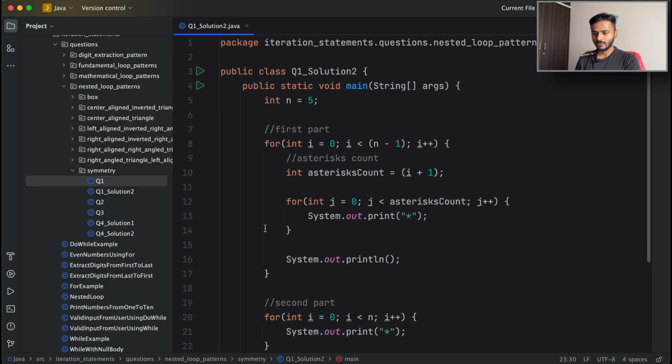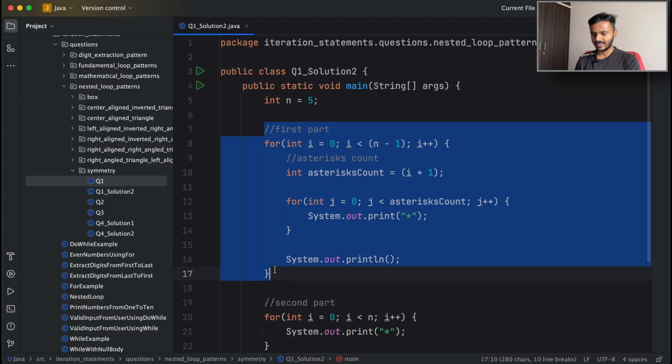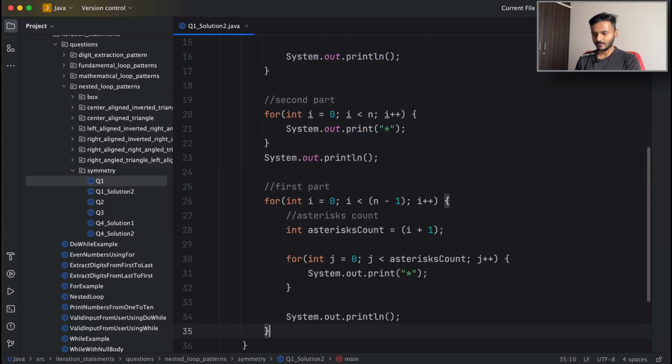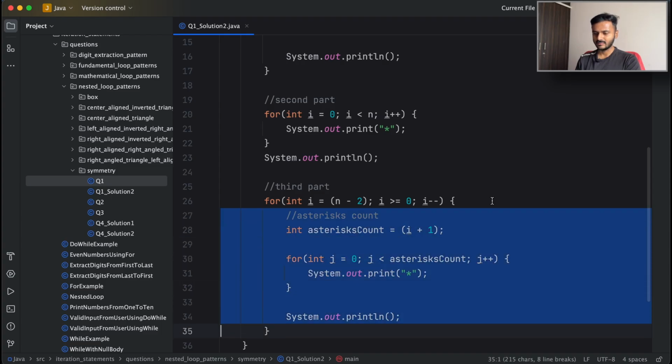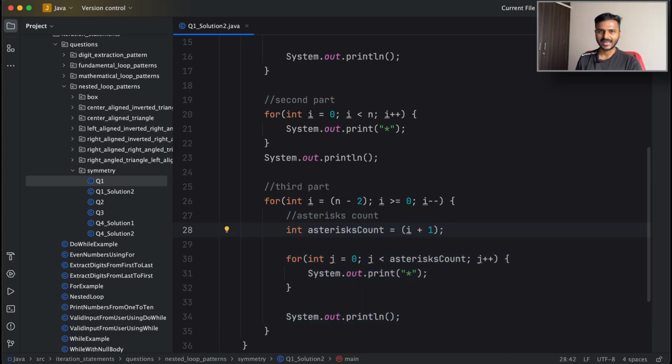What I'm going to do is copy this entirely. Then I'm going to paste it here, change the comment to say third part, and replace this. I'm going to say I equal to n minus 2, and I greater than or equal to 0, and we're going to say I minus minus, and the inner part remains the same. That is, the code inside the for loop will remain the same. So with this change done, let me run the code to see if we get the output we need or not.